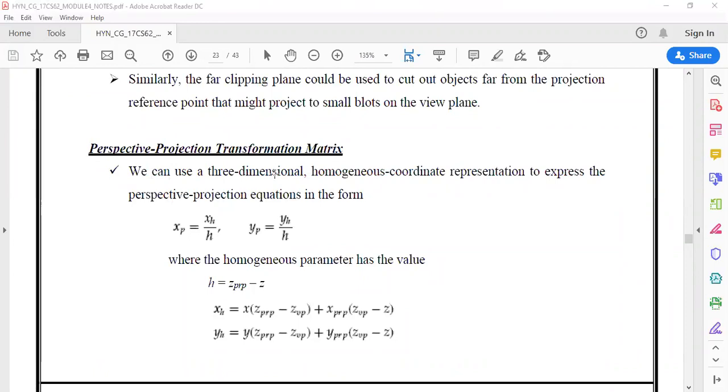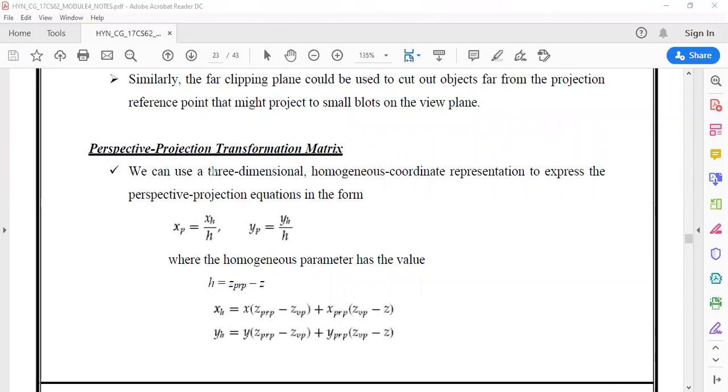We use a three-dimensional homogeneous coordinate representation in order to express the perspective projection equations. We just saw the perspective projection equations, and now we'll use homogeneous coordinates to represent them in matrix form. So I'm taking one variable h, which is called the homogeneous parameter, and I'm assigning h equal to zprp minus z.